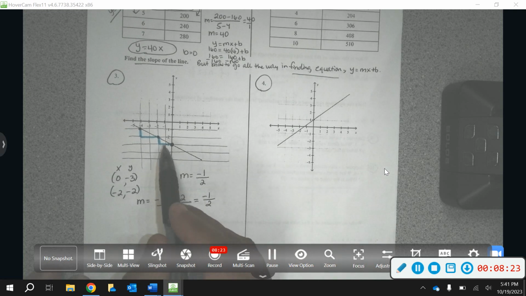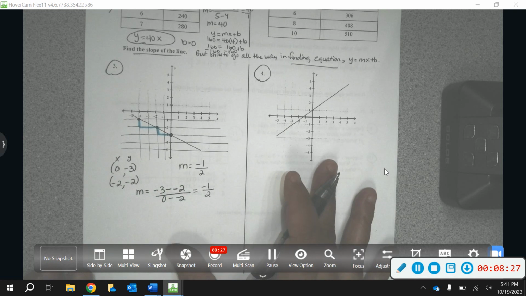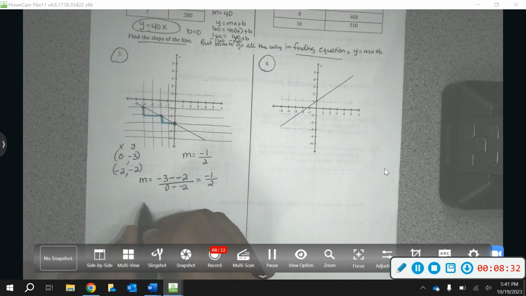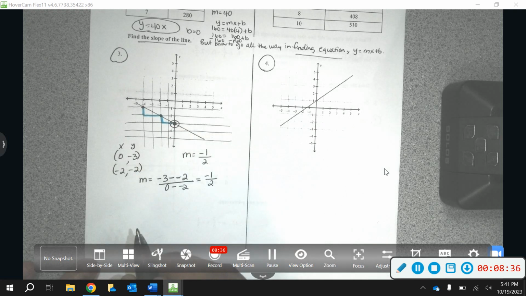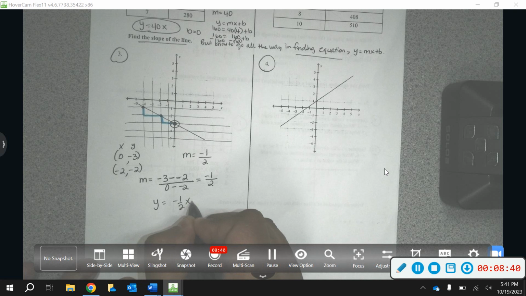So in case you don't know how to do rise over run, you can always find slope out of 2 points. All right, so now let's look at this. Now I have my slope. I need my whole equation. Well, looking at it with my eyes, my y-intercept is -3. So y is equal to -1/2 x minus 3.